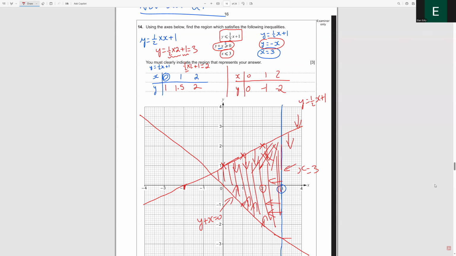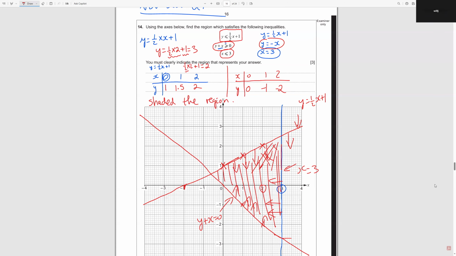Okay. And you can indicate that that's the region by just saying, I have shaded the region. Is everyone happy with that one? Because they are hard questions. Regions is probably one of the harder topics for sure. Do you want me to go through another one of those, another regions question?